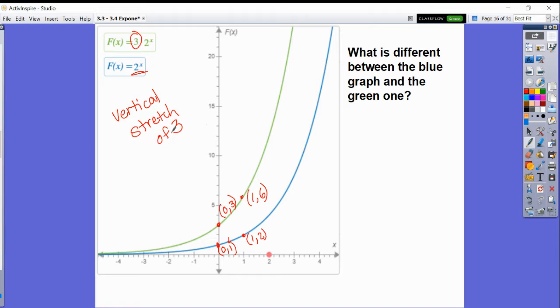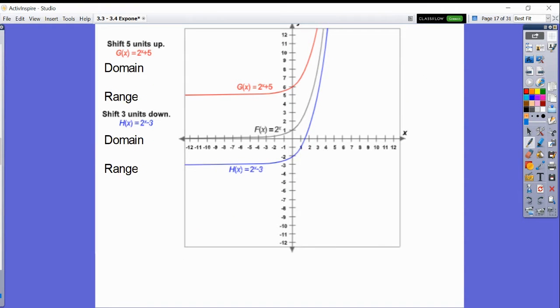The domain and range don't change because left and right, it's everywhere. Up and down, it is only above 0. Anything else we need to talk about? All right, let's look at some more pictures. This one, they are different asymptotes. We'll get to that in a minute, but let's talk about the differences here.